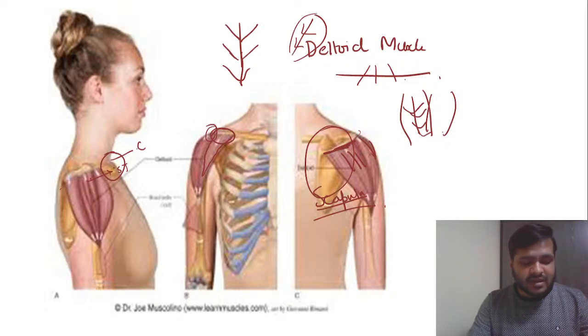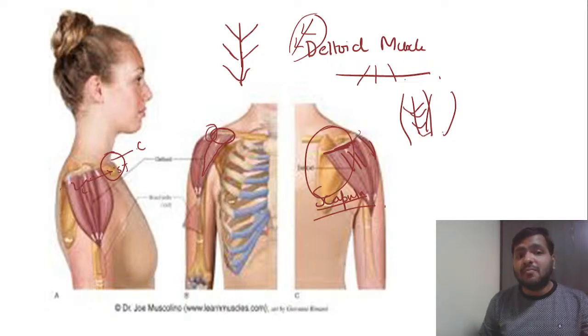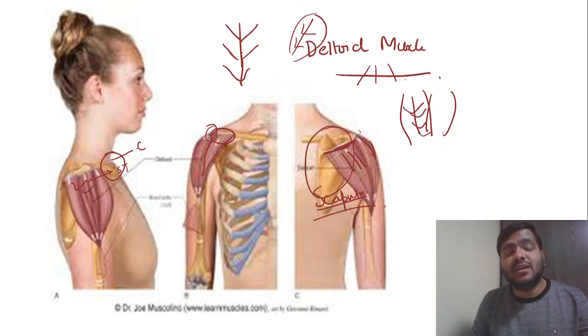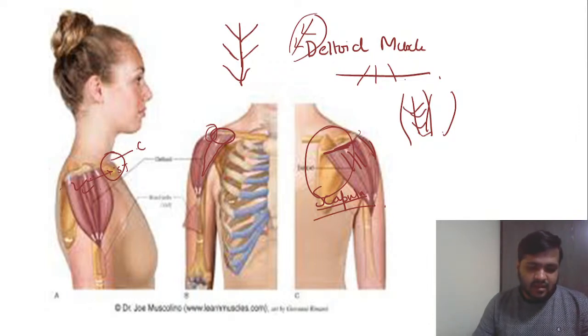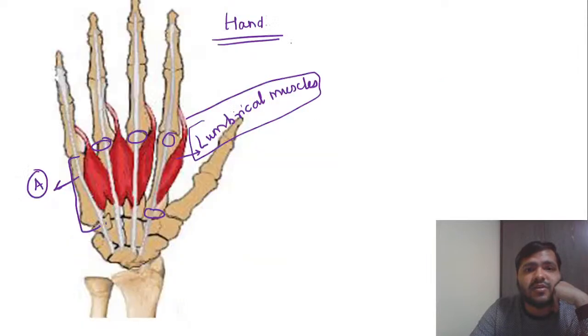And another very important point I wanted to convey about the deltoid muscle is that it is a site for giving injections also. IM, that is, intramuscular injections are given on the deltoid. You might have taken injections on your deltoid muscle. Even vaccines are given on the deltoid muscles.